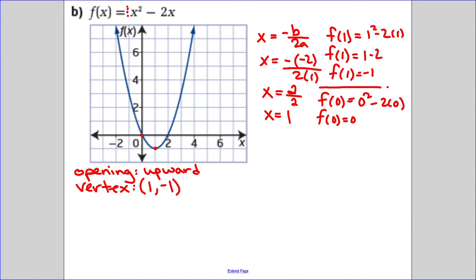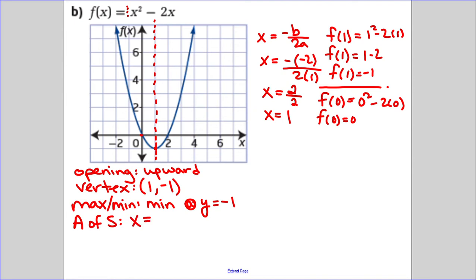Looking at the max-min point of this, so for a max-min, this thing has a minimum, and it has a min at y equals -1. After that, I've got my axis of symmetry. So remember, my axis of symmetry cuts this perfectly in half, and the axis of symmetry in this case is at minus b over 2a, and so my axis of symmetry here is going to be x is equal to 1, which is also the x part of my vertex.